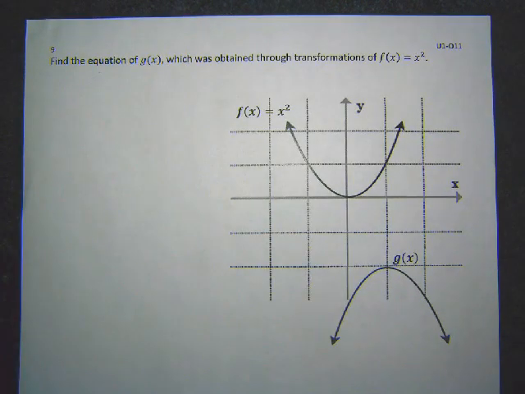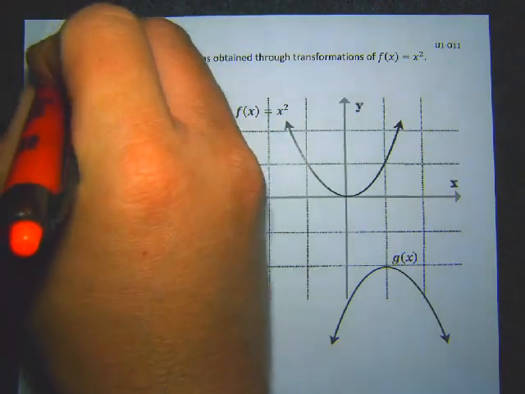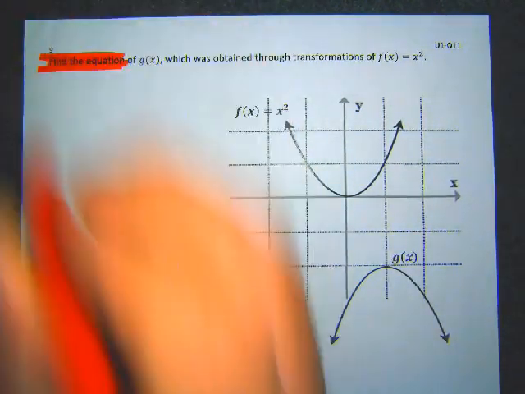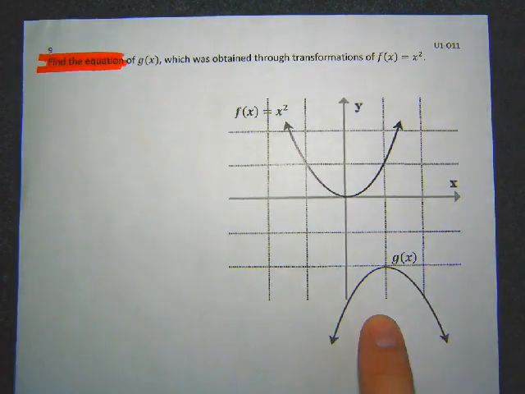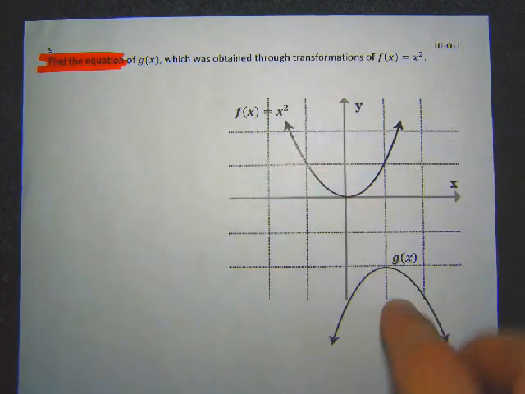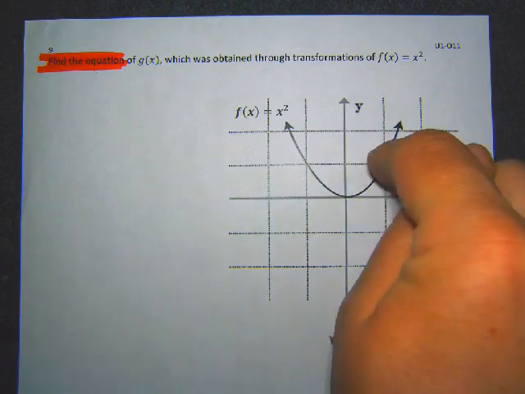So that's a big difference here. We're looking for the equation. We're not trying to draw the graph. We're trying to find the equation of this guy by identifying the transformations that went from here to here. So how do we get from here to here?